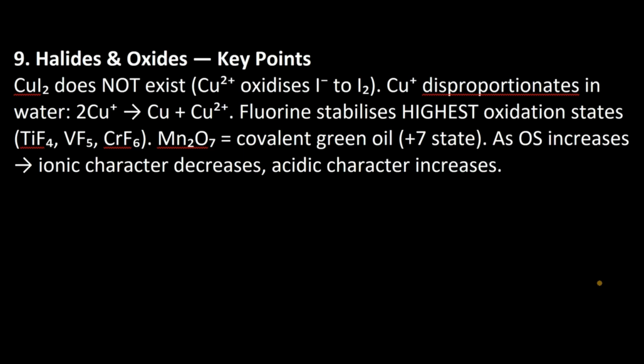Then halides and oxides of d block elements. CuI2 does not exist because Cu2+ oxidizes I- to I2. As oxidation number increases, what will happen? The ionic character decreases and the acidic character increases.